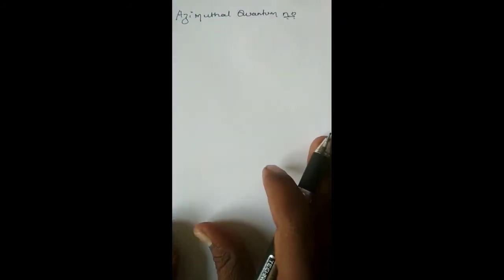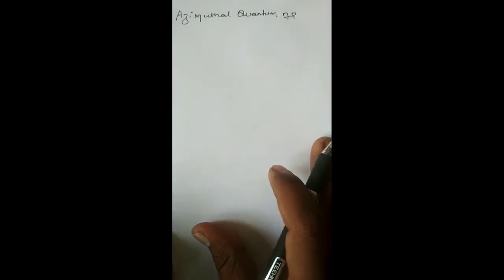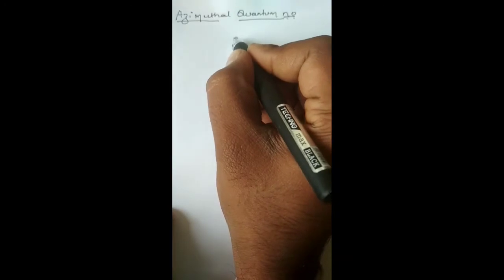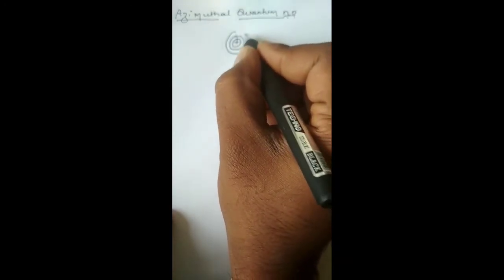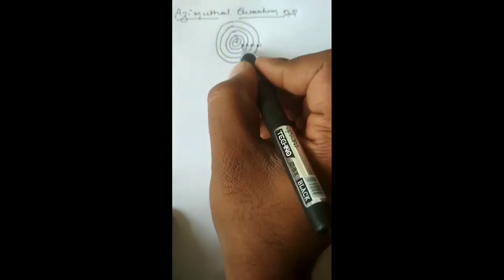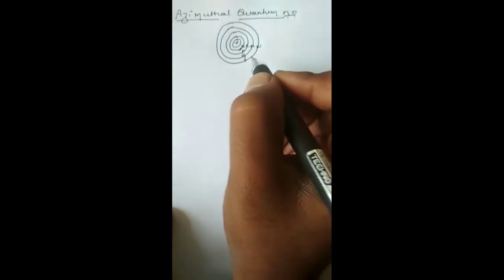Azimuthal quantum number. Okay. In the previous principal quantum number I told that it explains the main shell, but the azimuthal quantum number gives the information about subshells. Again I want to draw this atom: K, L, M, N shells, and in them the S, P, D, F orbital subshells.